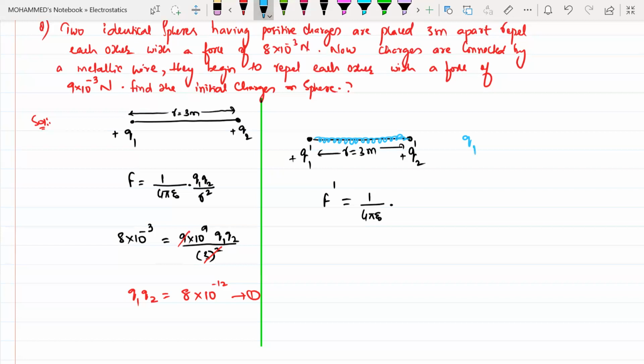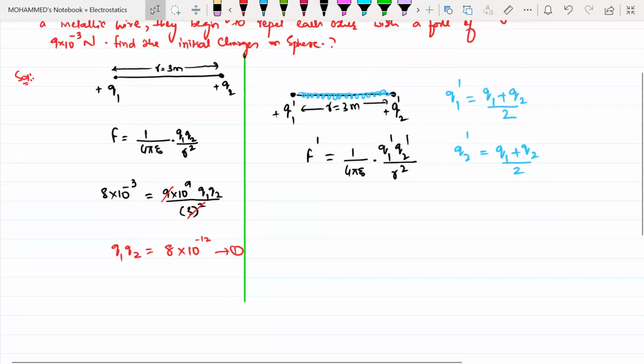After connecting, q1 dash will be equal to, they will be equally shared, so it will be q1 plus q2 divided by 2, and q2 dash will also be equal to q1 plus q2 divided by 2. Because I don't know how much q1 and q2 are, that is the reason they are equally distributed. So if I know q1 plus q2, and divide it by 2, I'll get the value of q1 dash and q2 dash. Now I can write here, in this given condition, the force will be equal to q1 dash times q2 dash divided by r square.